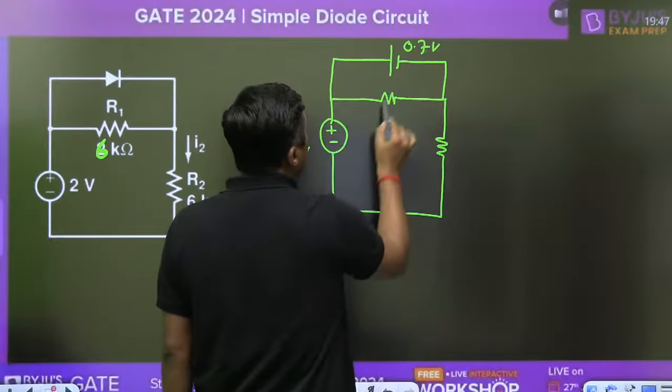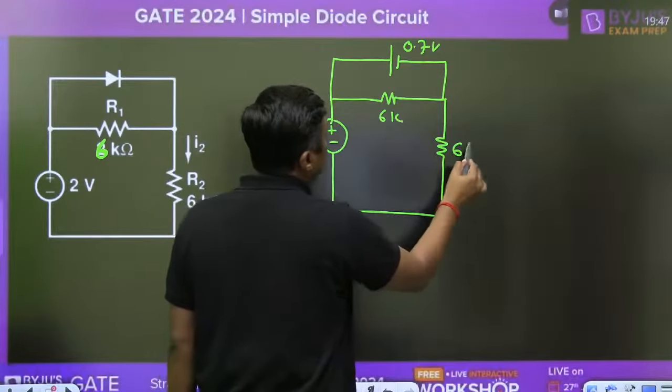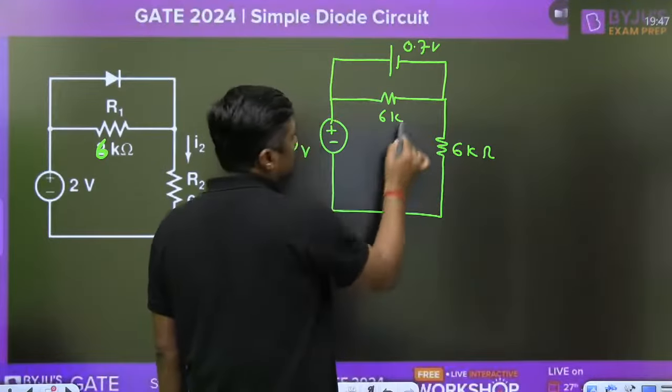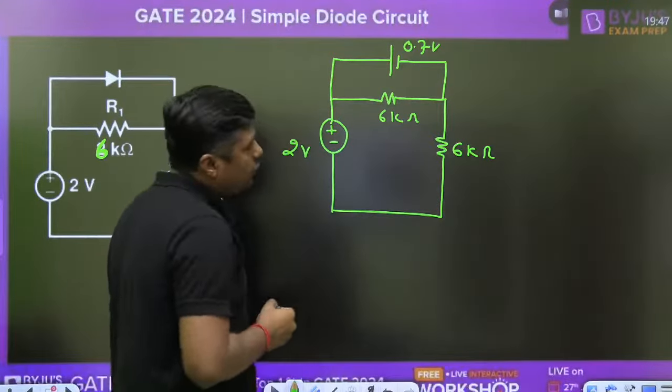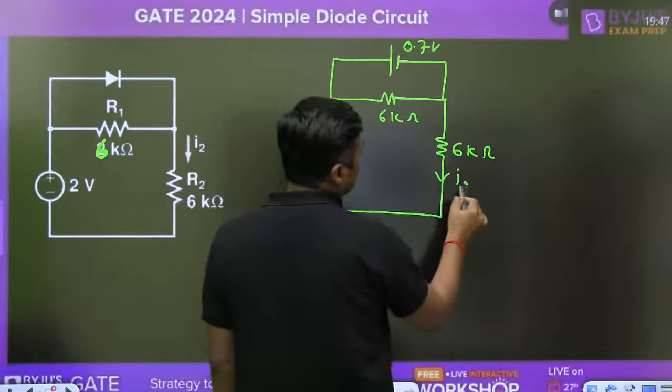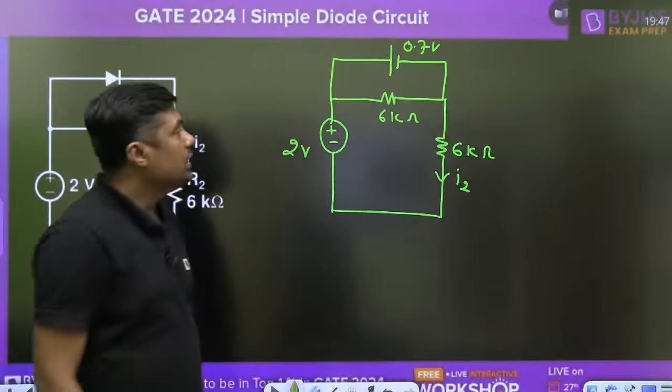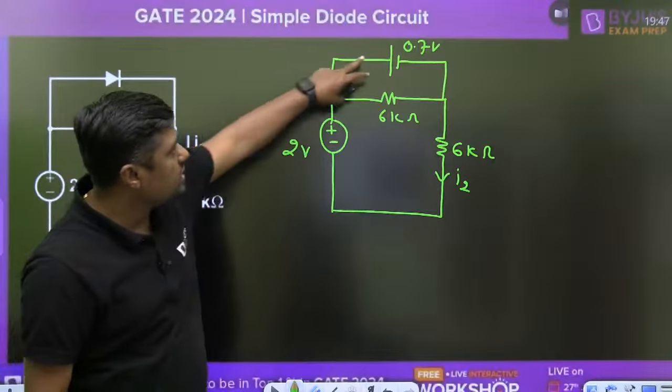7 volt, it is fixed. 6 kilo ohm, this is the 6 kilo ohm. Right? Now you have to find the I2. Then it is the 2 volt, it is 0.7 volt.